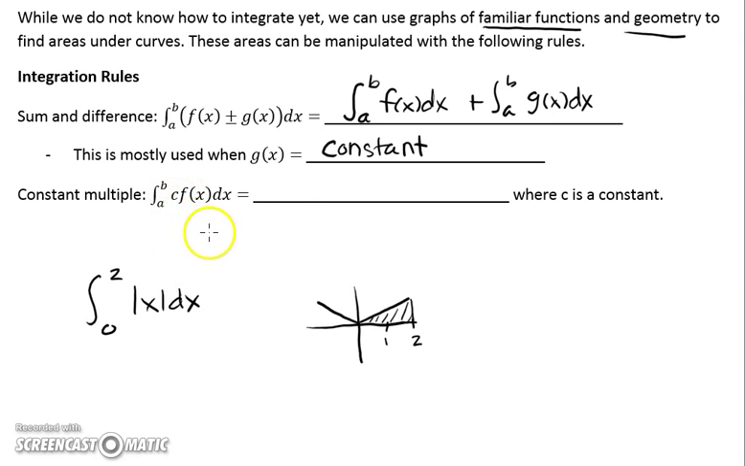The other one is the constant multiple rule. If you're taking the integral from a to b of c times some function f of x, where c is a constant, we can pull that constant out front of the integral and say c times the integral from a to b of f of x dx. So let's look at one example real quick, and then we'll call it quits on this video.